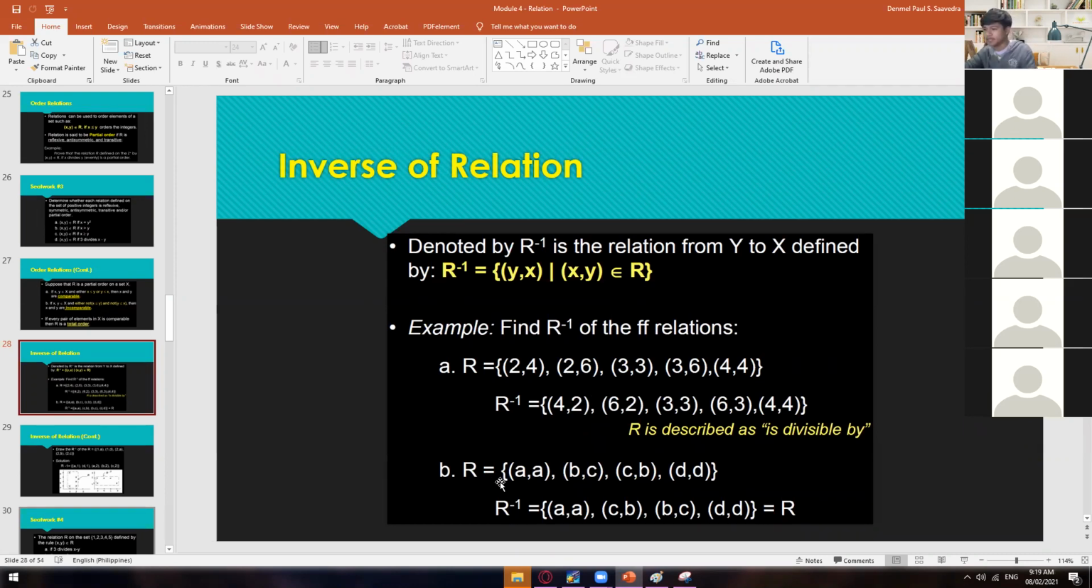The same with letter B. We have BC, we have CB; we have CB, we have BC. Are we clear so far regarding the inverse of a relation? Yes, sir. All right, so we will stop here for now since we don't have enough time. We'll just continue the rest in part 3.